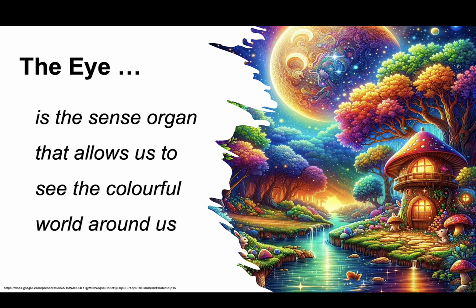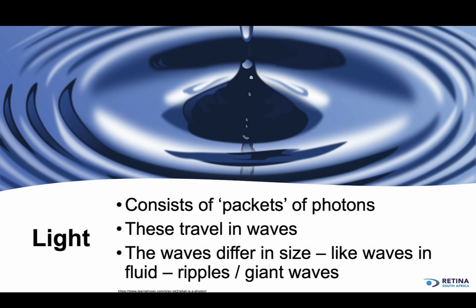The eye, as we know, is the sense organ that allows us to see the wonderful, colorful world around us. And we are able to see basically because of many properties of light. The first thing is that light consists of little packets of photons, and these travel through the air or through different media in waves.